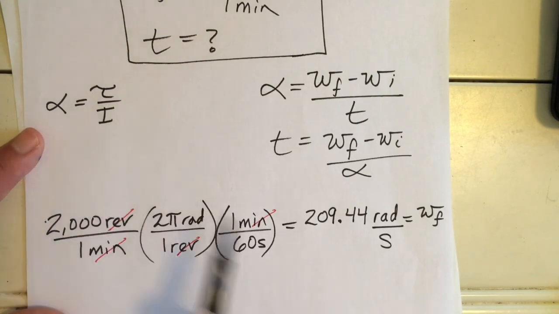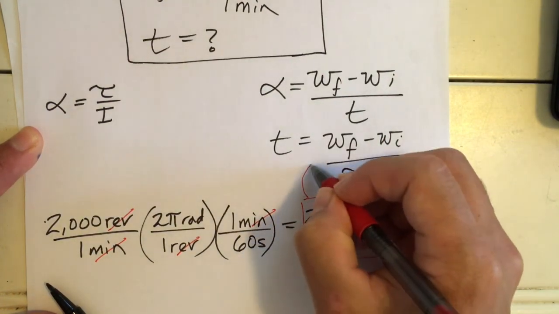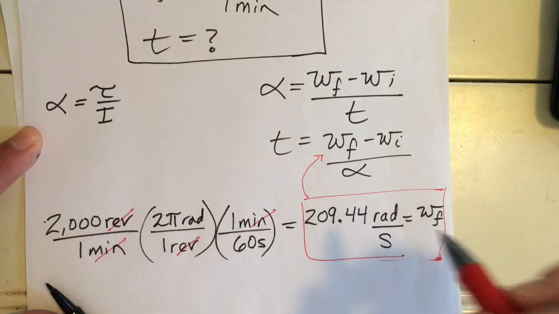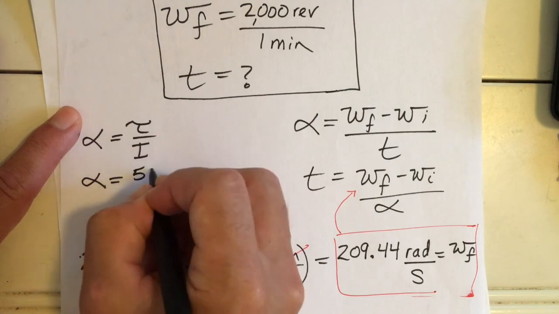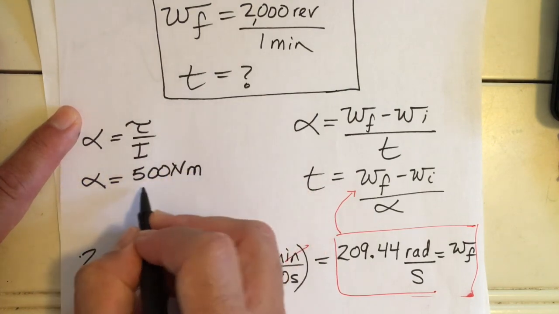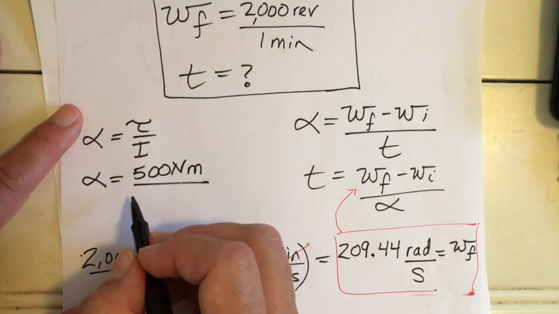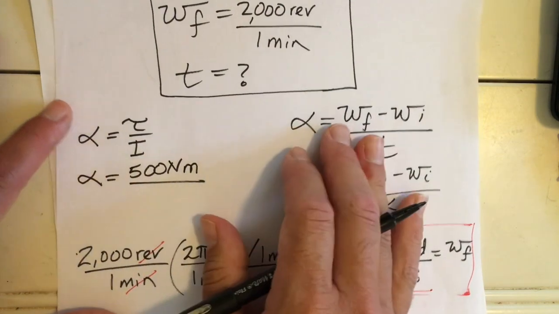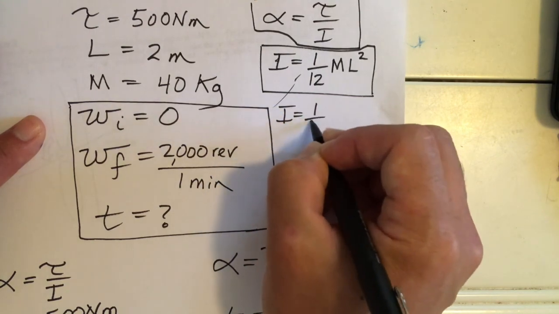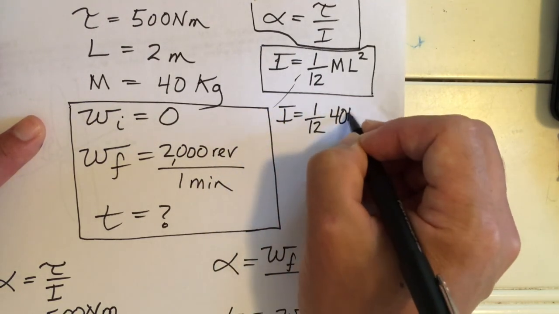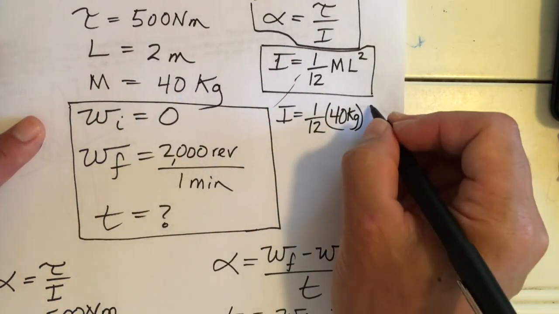All right, so let's get alpha. Now we have this, and this can just get subbed into right there, but we need an alpha for here. So alpha is equal to the torque, which they were kind enough to just tell us and not make us calculate. And then I is equal to 1/12 ml squared. Maybe we should find I first up here. I then is equal to 1/12 times 40 kg times L, which is 2 meters.